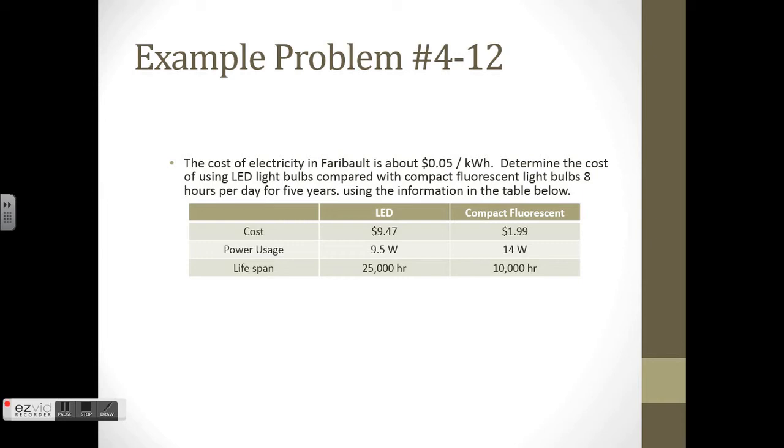We don't calculate amount of energy used in joules. A kilowatt hour is 1,000 watt hours. A watt hour is a watt times an hour.